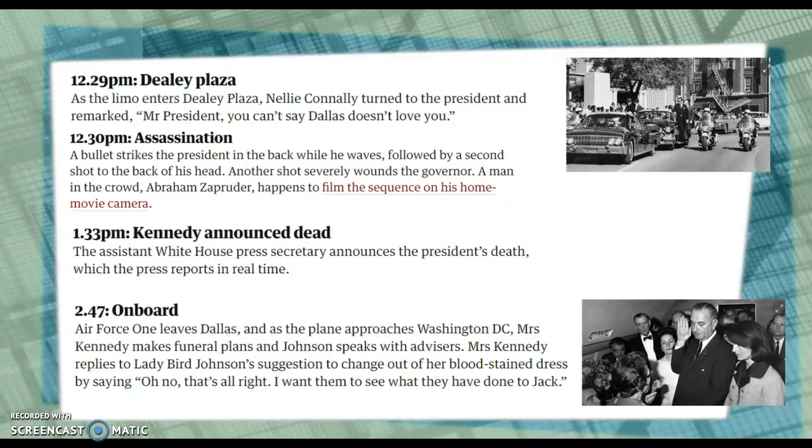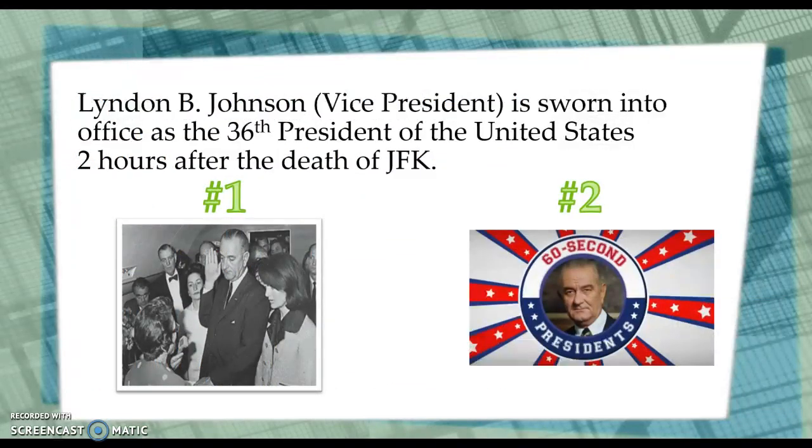Mrs. Kennedy replies to his wife, Lady Bird Johnson, when she says she should change out of her blood-stained dress. Mrs. Kennedy says, "Oh no, that's all right. I want them to see what they have done to Jack." She referred to her husband as Jack. So President Kennedy is assassinated, and almost immediately Vice President Johnson is sworn in as the new President of the United States.